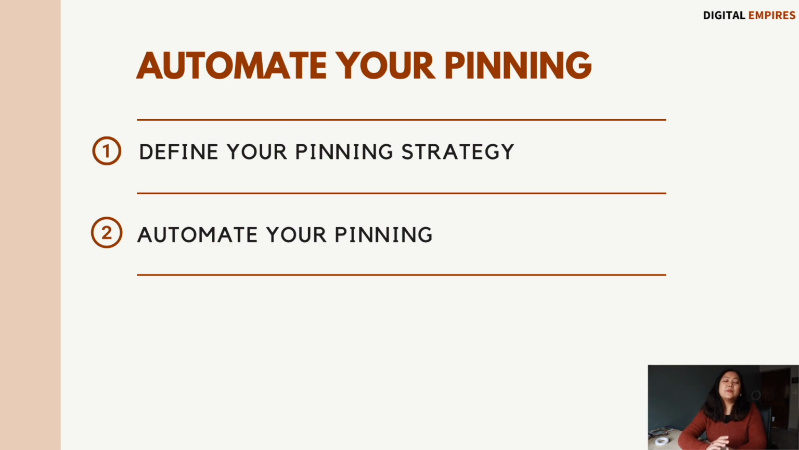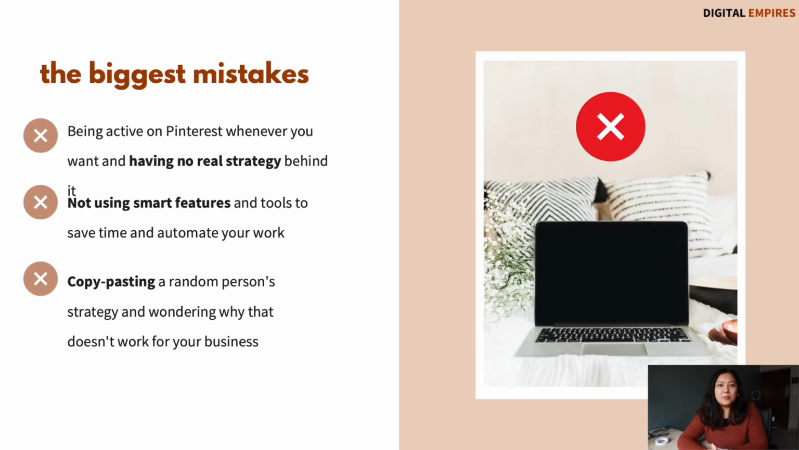Now, the mistakes that I see people making a lot at this stage include 1, being active on Pinterest whenever they want and not having any real strategy behind it. This doesn't really help you because you have to be active when your audience is active and when your content is most likely to be discovered. Number 2, not using smart features and tools to save time and automate your work. So many people are unaware of the tips that I'm going to share with you in just a couple of minutes, and they basically spend time every single day manually trying to create pins and saving them and doing all of the shebang for little to no results.